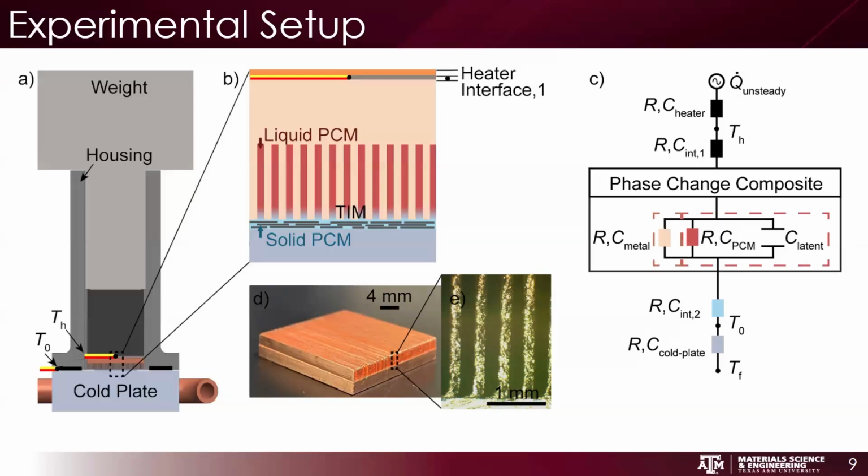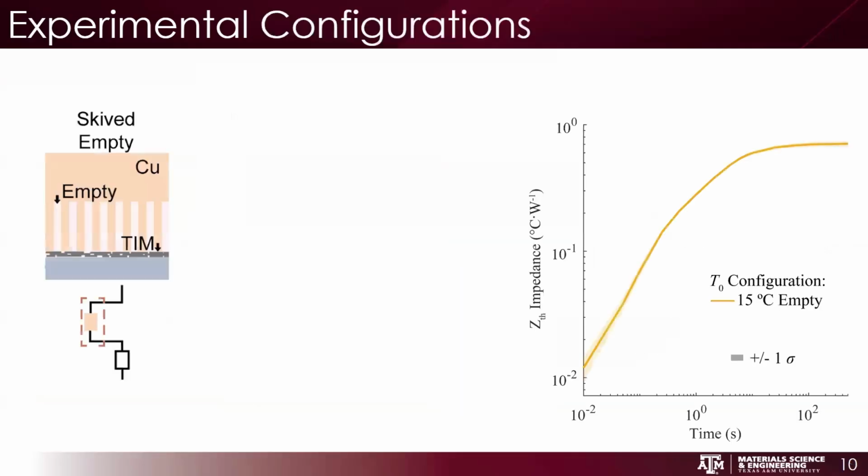Boxes would be a specific RC component in parallel with each other. And then when we look internally at the phase change composite, you have resistors and capacitors that are sensible with the metal and PCM, as well as a latent capacitance around the melting temperature of the system.